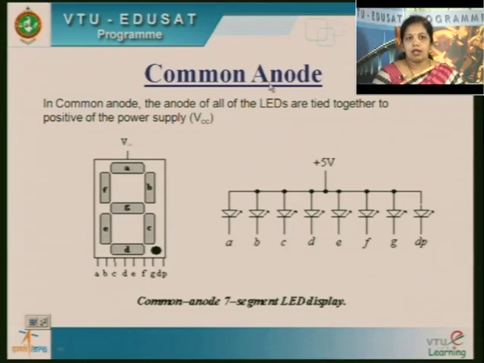In common anode configuration, all the LEDs, that is 7 LEDs, plus an additional one to turn on the dot, have all their anodes tied together, and it is connected to the power supply, 5 volts VCC. So this is nothing but common anode configuration.